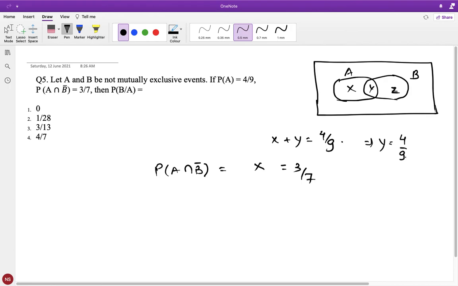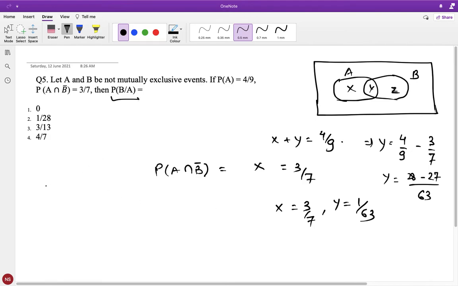4 by 9 minus 3 by 7. 63. 9 times 7 is 63. 4 into 7 is 28. 3 times 9 is 27. So Y is 1 by 63. And X is 3 by 7.